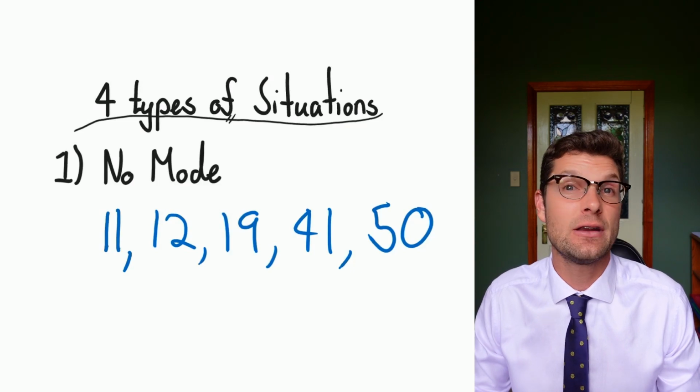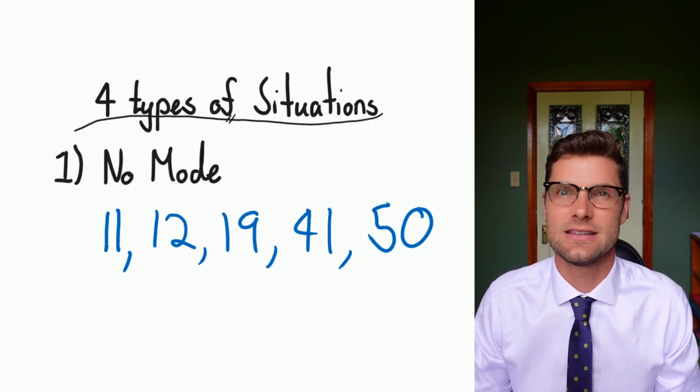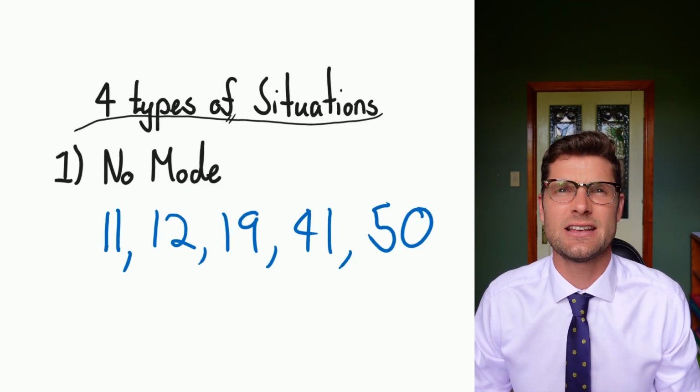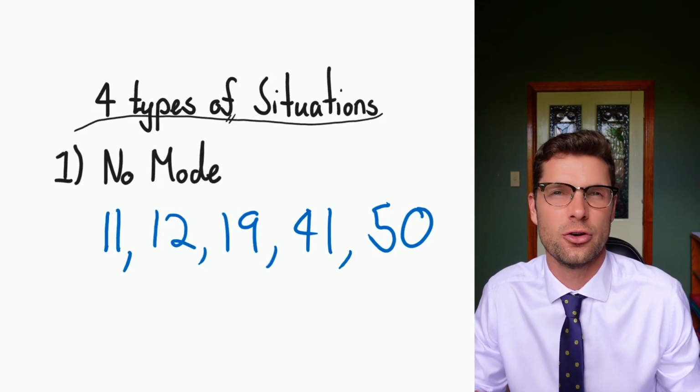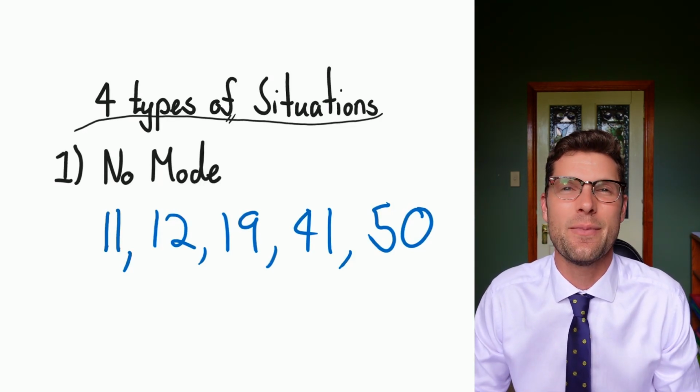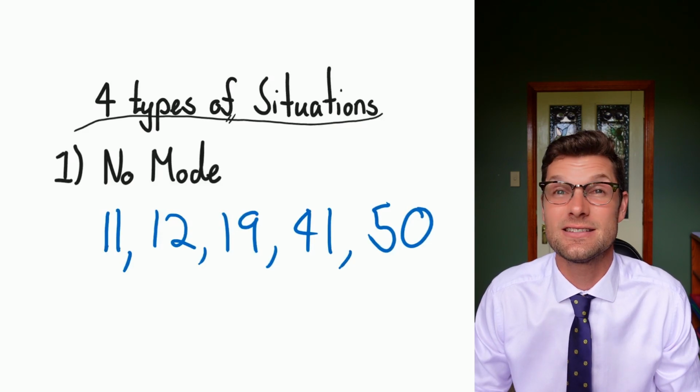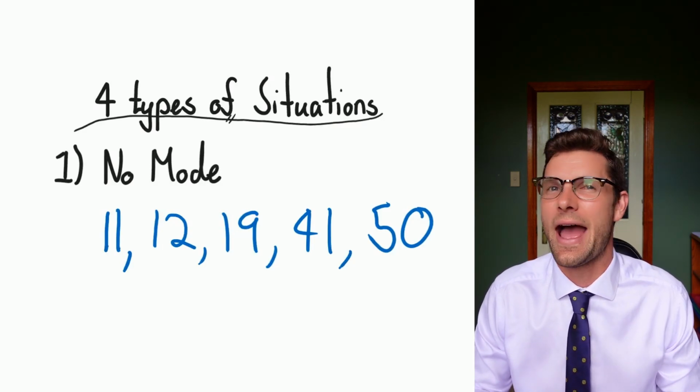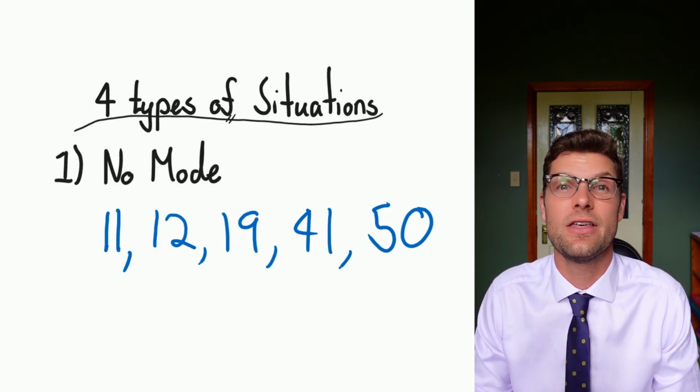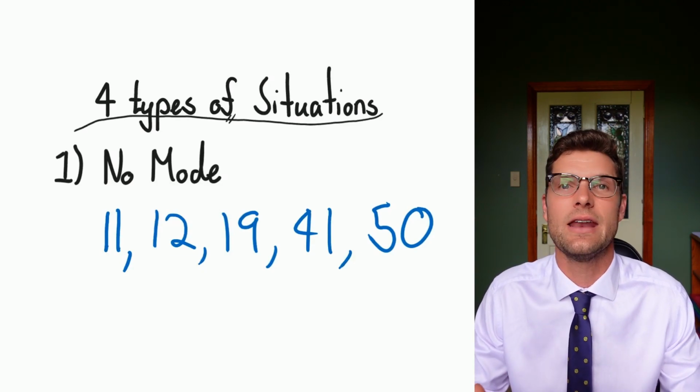So this is where every data point is different, like in this example. Some people might say, oh, they're all modes, which could also be correct. There's some debate about that from statistics professors. But I like to just say, hey, there's no mode. None of these are more common than anything else.